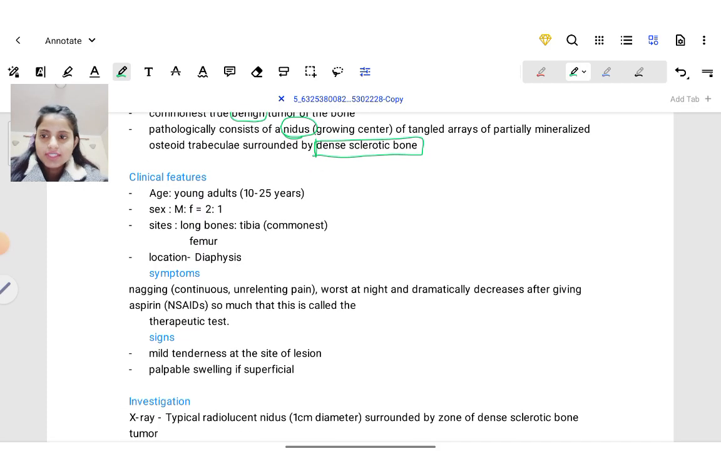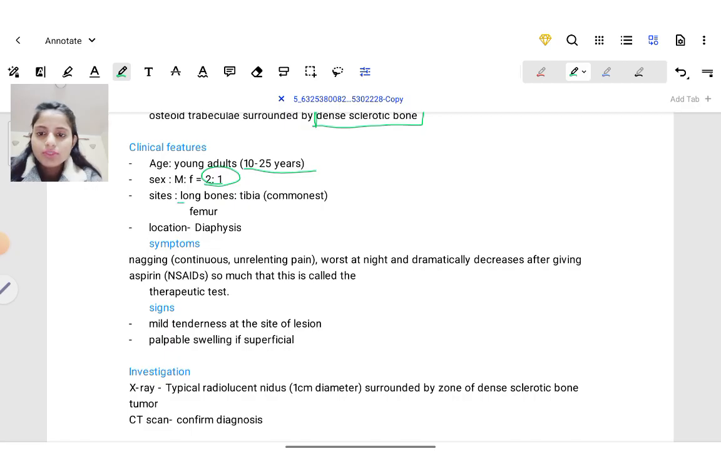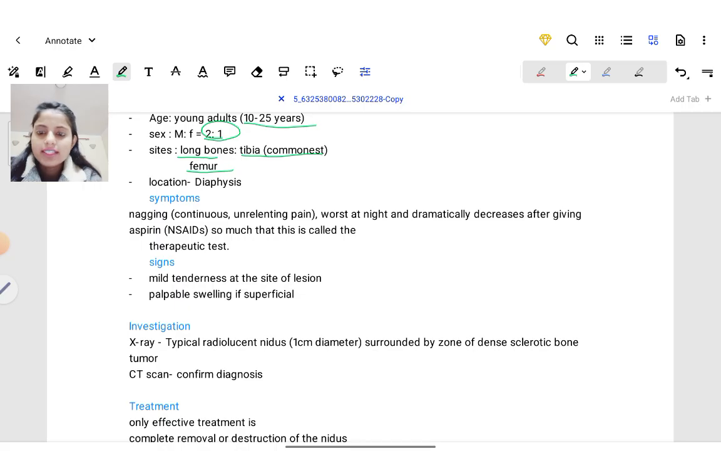On the clinical features, it occurs in the young adults of 10 to 25 years. It most commonly occurs in the male with the ratio of male to female is 2 to 1. It most commonly occurs in the long bones of tibia, which is the commonest, and femur. It occurs in the diaphysis of the long bones.